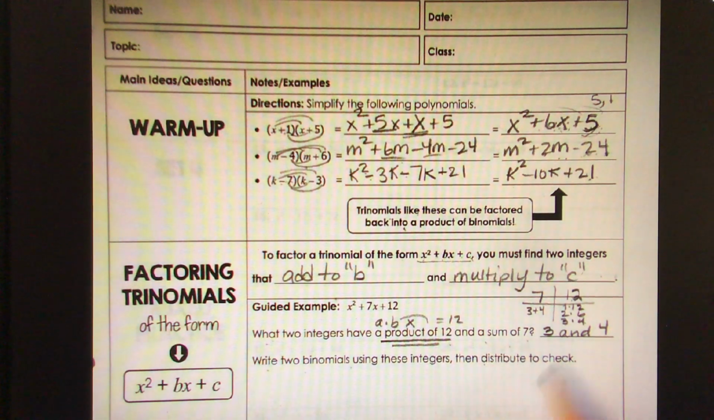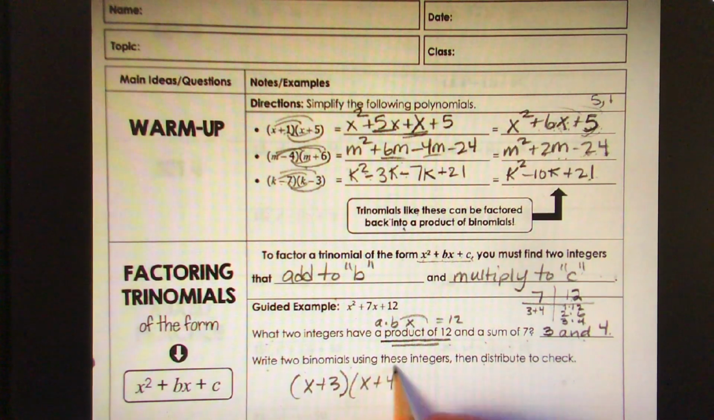Okay, so let's think about that. If I have 3 and 4, they're all positive signs, so I think I'm just going to add these. I don't think the negatives are going to come into play here. So let's just try it. Well, can I say x plus 3 and x plus 4? Should we try that out? Let's try it out.